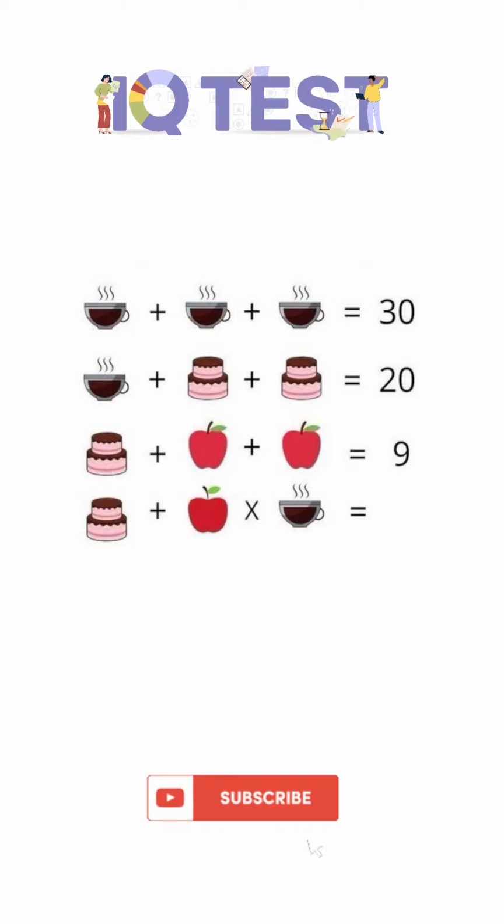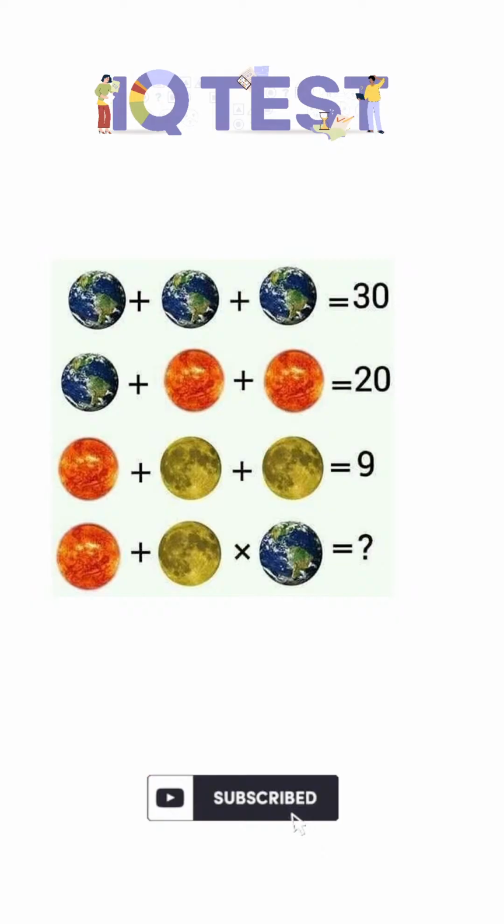So the final answer is 25. It is 25 because we have the cake plus the apple multiplied by the tea. So we are going to do the multiplication first. The apple multiplied by the tea will be 2 multiplied by 10. That will give us 20 plus 5. That will give us 25 as our final answer. So yes, 25 is our final answer. Very good. Let's look at the next question.